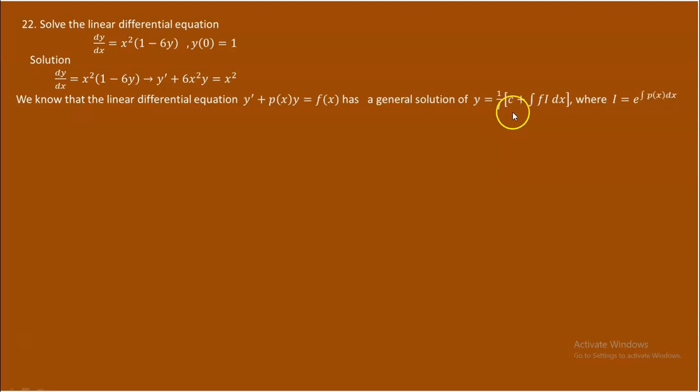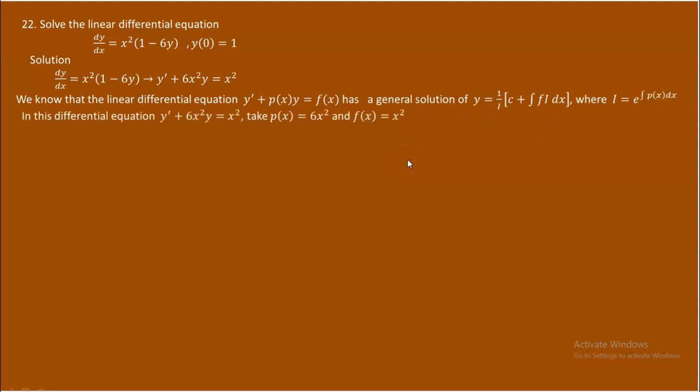Now, in order to know these parameters f and I, you first have to know the standard form. You have written it in standard linear form, so the expression on the right side of the equality sign is considered to be your f. So in our case, f is going to be x squared, and the coefficient of y, which has been written as p of x, is treated to be your 6x squared in this particular example. So everything is straightforward, so we can directly apply the formula and determine the unknown values.